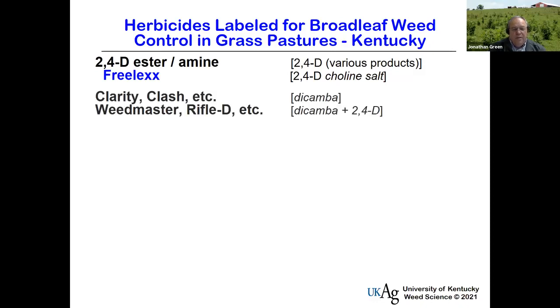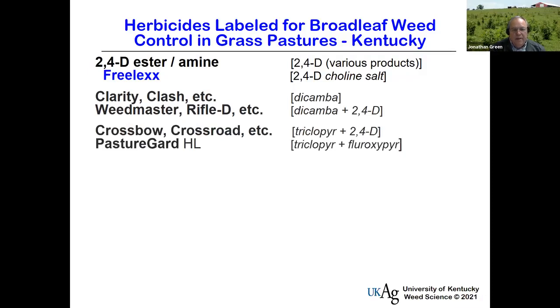The dicamba-based herbicides, we typically don't use dicamba by itself, but dicamba plus 2,4-D mixtures and things like Weedmaster, Rifle D, Brash, just to name a few of the products that are dicamba based. And then we have the triclopyr based herbicides. Triclopyr plus 2,4-D is Crossbow, sold under a couple other different herbicide names now. Triclopyr plus fluroxypyr is what's in Pasture Guard, and as many of you may know, triclopyr based herbicides we use a lot more on some of the woodier type plants, although it can help us on some of the more difficult herbaceous weeds as well.